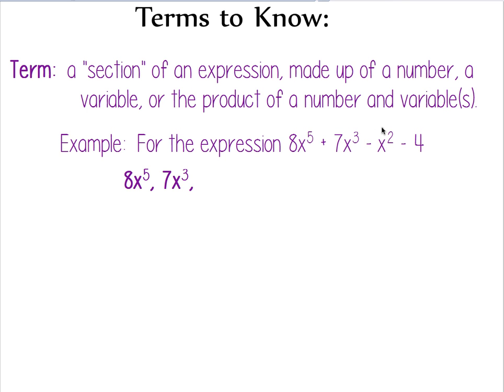This next one is going to be a little bit tricky because of the subtraction sign in front of it. My rule is the sign in front of a term always stays with that term. So this x squared isn't just an x squared, it's a negative x squared. And then our last but not least term, negative 4.